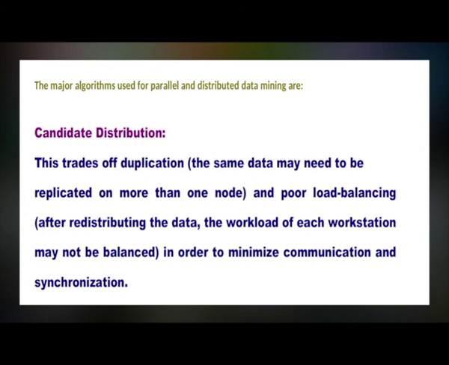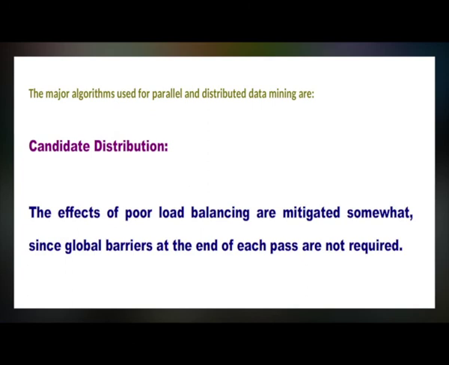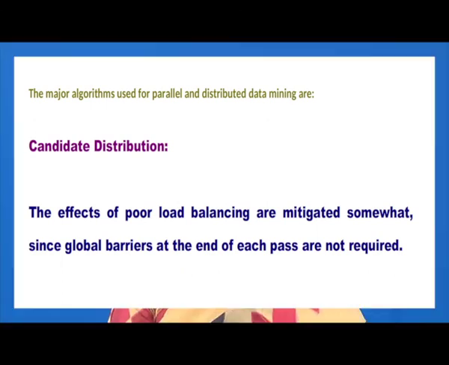This trades off duplication, that is, the same data may need to be replicated on more than one node, and poor load balancing also, that is, after redistributing the data, the workload of each workstation may not be balanced in order to minimize the communication and the synchronization. And naturally, the effects of poor load balancing will have its effect, but will be mitigated somewhat. Hence, this global barrier is there at the end of each pass and they are not required.